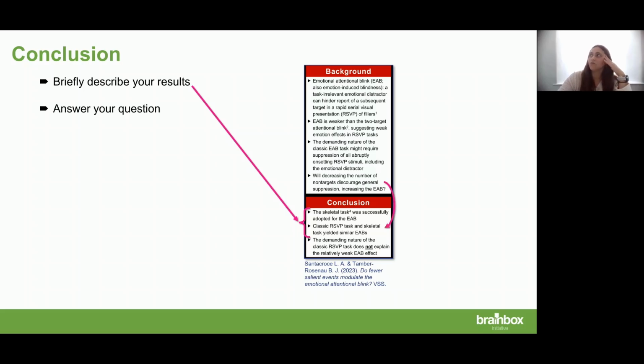The second one was, will decreasing the number increase the EAB? And in the conclusion section, so this is my background and conclusion, here I answered that question. And I also related back to the overarching theory, which is that emotion captures attention. And this is saying, well, this isn't why. And again, leave room for conversation.